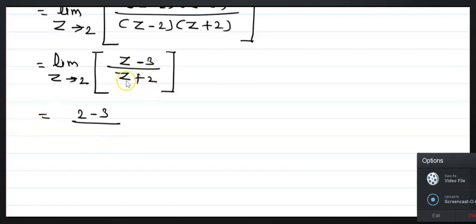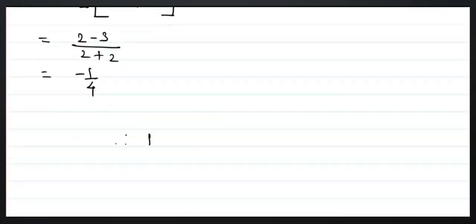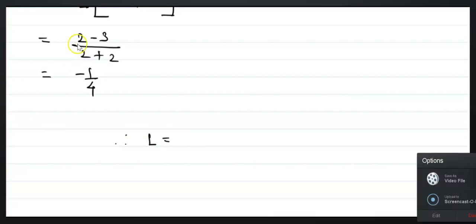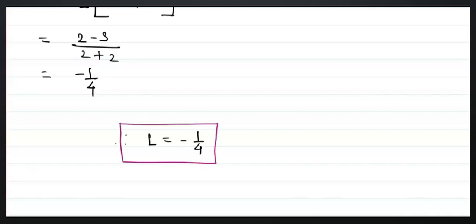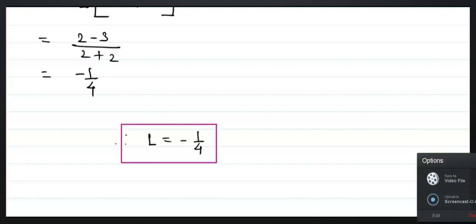Now replace z by 2. That is 2 minus 3 upon 2 plus 2. Therefore, we will get the limit. Here 2 minus 3 is minus 1, and 2 plus 2 is 4. Therefore, the limit of the given function is minus 1 by 4. And this is the answer.